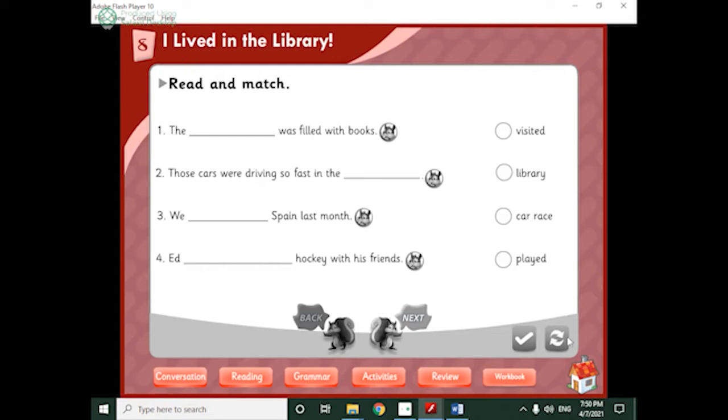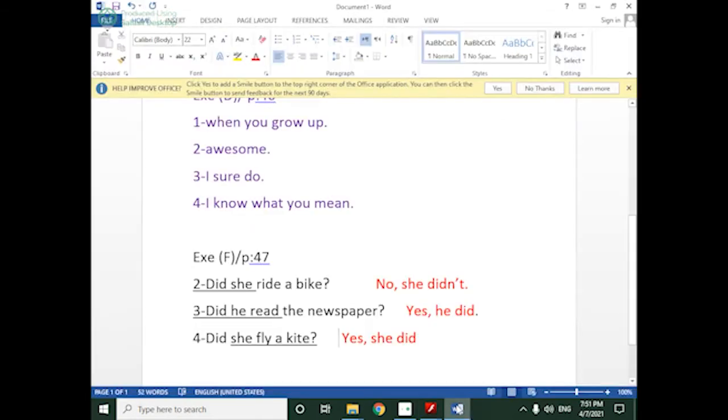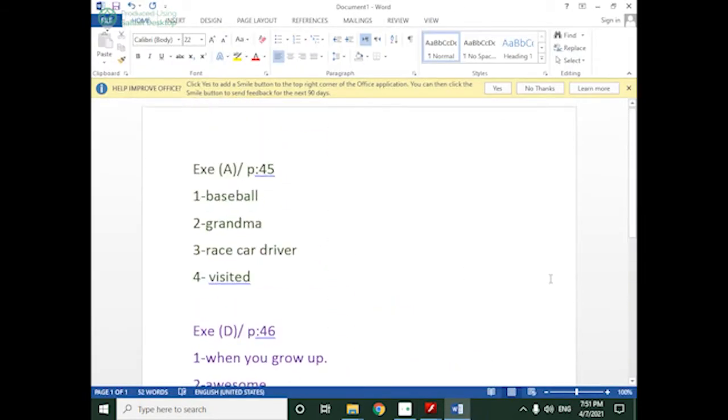We have 4 pictures and then we will write the word under each picture. Exercise A. The first word is baseball, the second word is grandma, the third word is race car driver, and the fourth word is visited. All these words are related to the conversation in your class book.